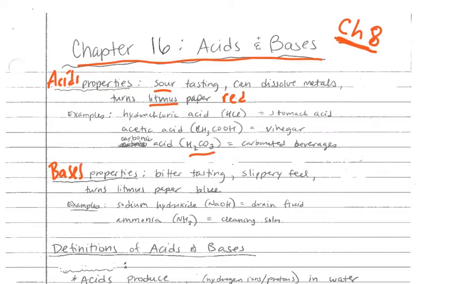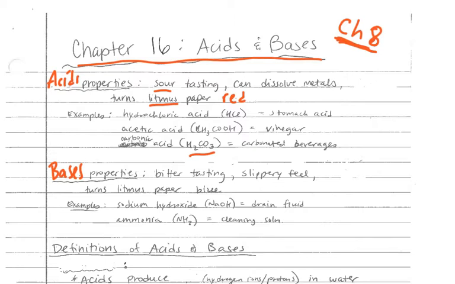Bases tend to have different properties. They tend to be bitter tasting. There's not a lot of basic foods because they're not very tasty. A lot of poisons, like in plants, are actually bitter tasting. I guess the bitter taste was an adaptive evolutionary feature so that we wouldn't eat things that contain poison.